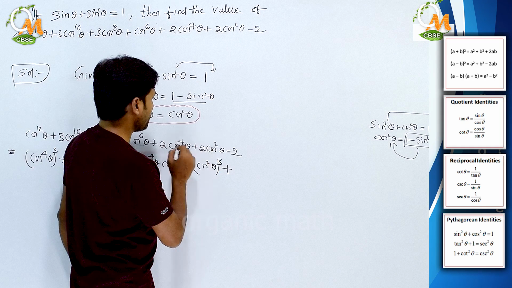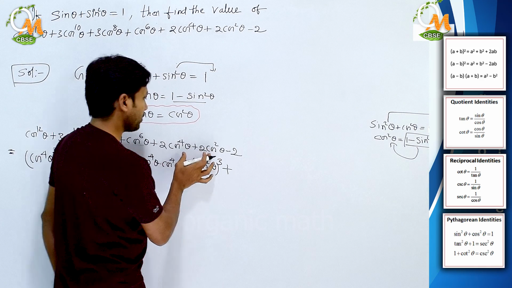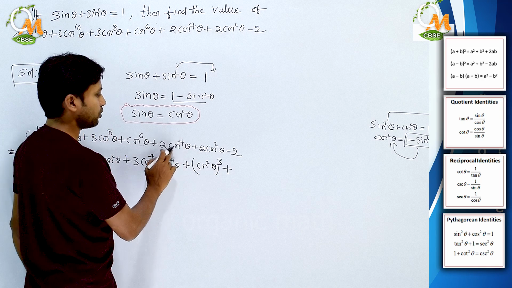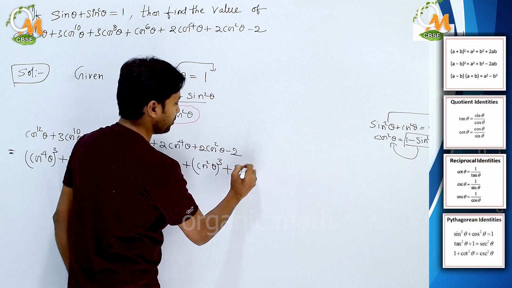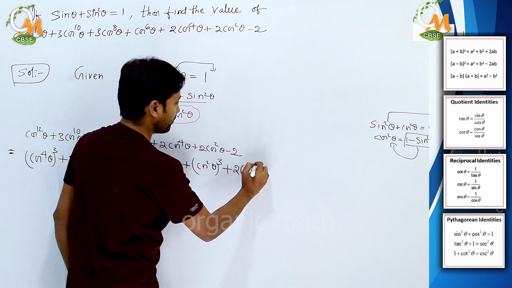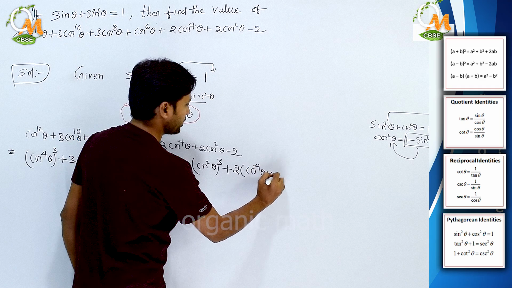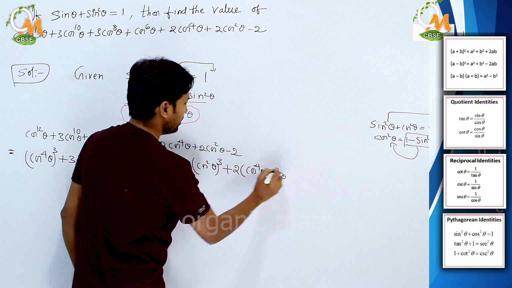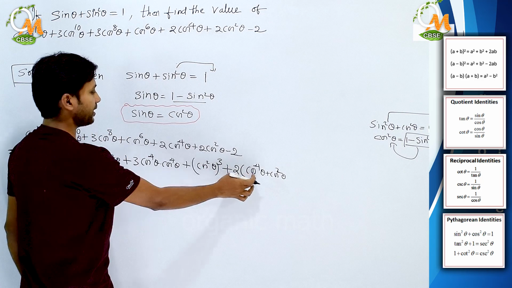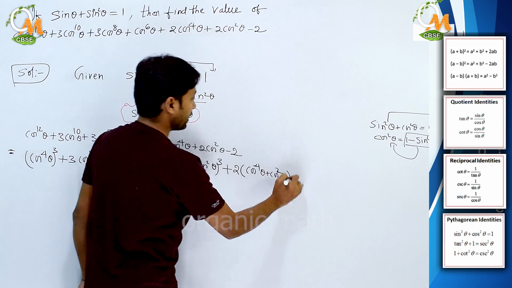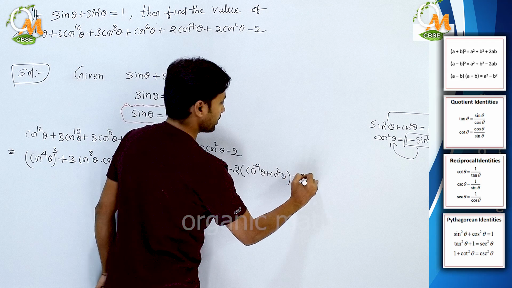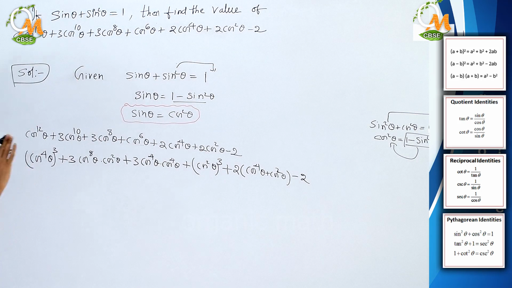Next, take 2 common from these two terms, 2 cos^4 θ and 2 cos² θ. From these two terms, we can take 2 in common. So we can write this as cos^4 θ + cos² θ, because here cos^4 θ is left and here cos² θ is left as 2 was taken out. Outside, minus 2 will be there. So this is the somewhat simplified portion.